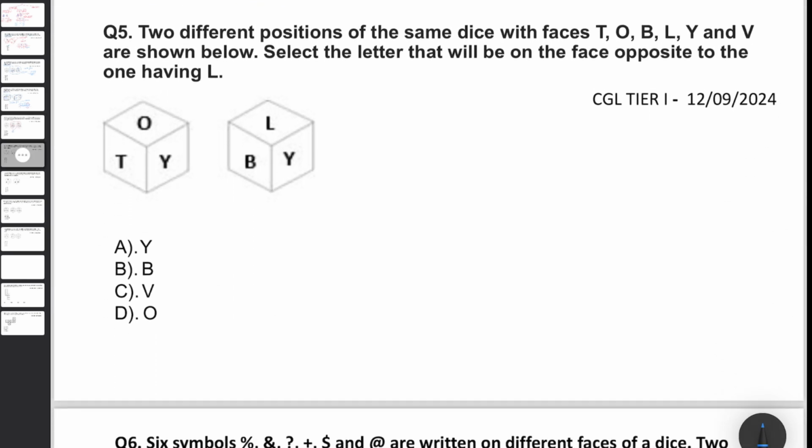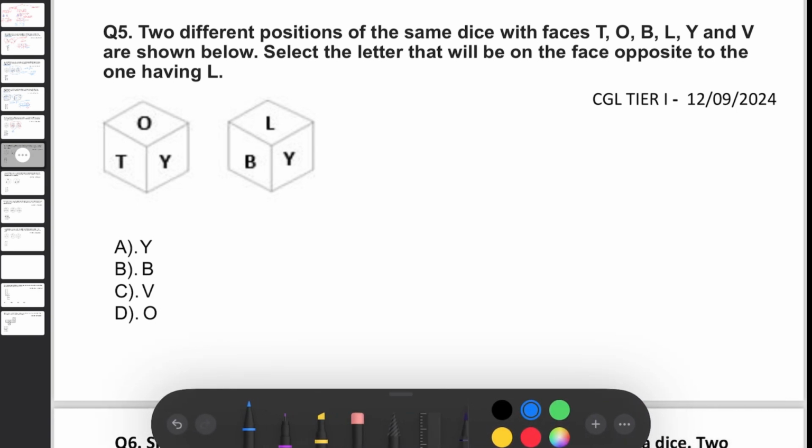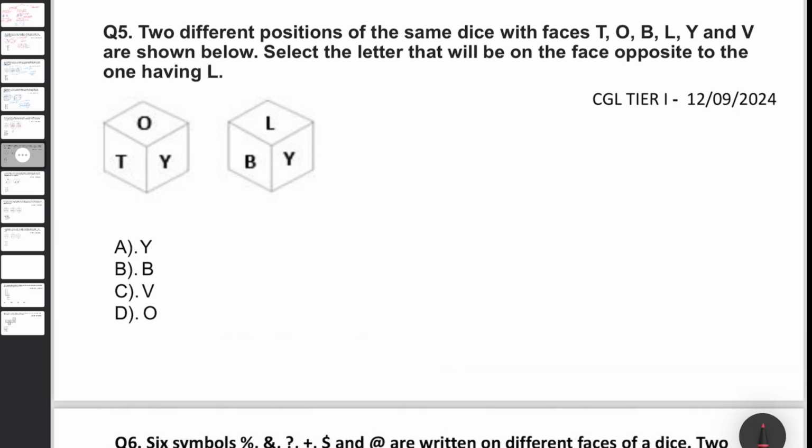Two different positions of the same dice with faces T, O, V, L, Y, and B are shown below. Select the letter that will be on the face opposite to the one having L. What I just told you, for the closed dice, we need to see whether it's the case of two similar faces or one similar face. Here, Y is here, Y is here. So let me write here, one similar face. The technique is clockwise. We need to see the clockwise direction.